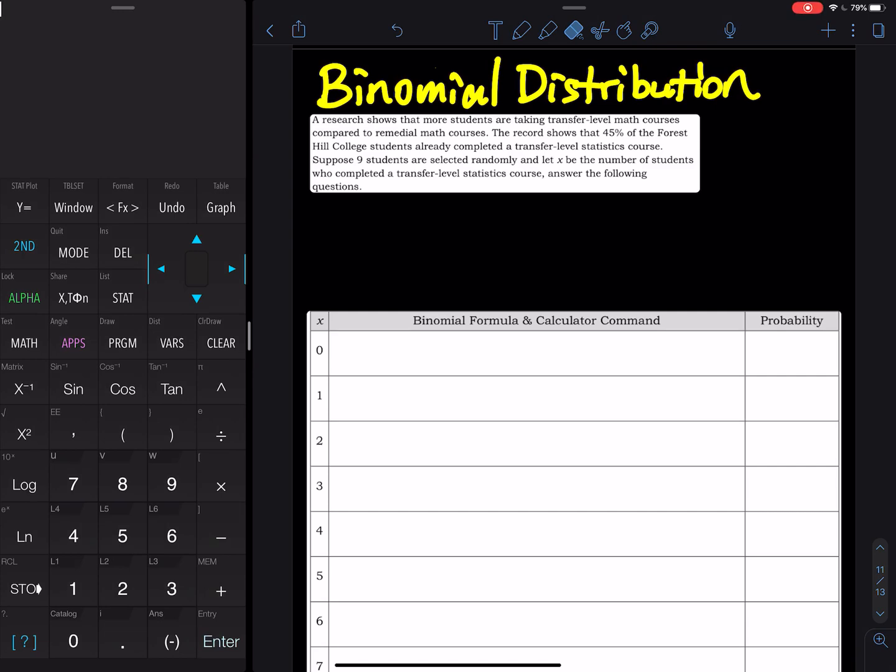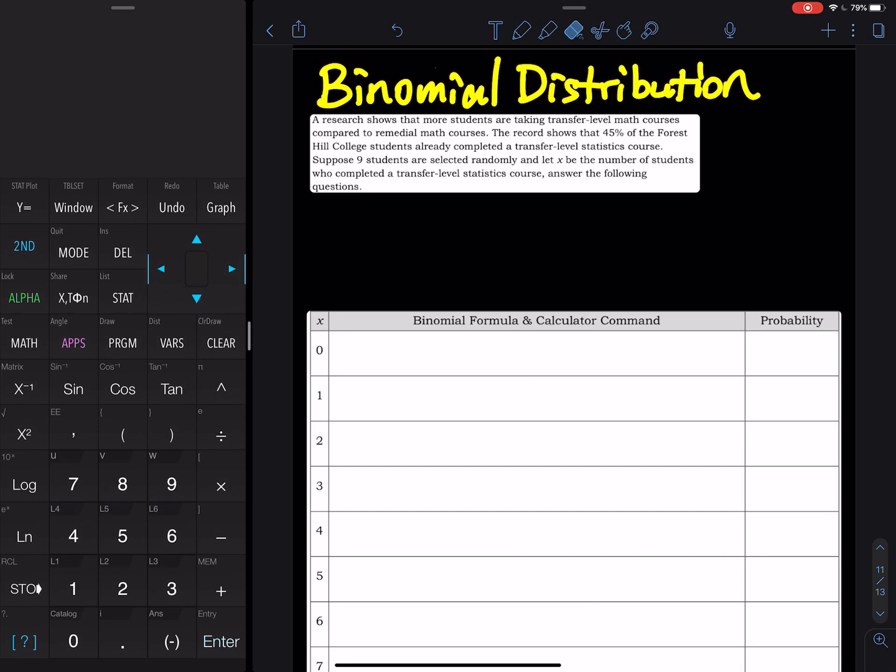Let's take a look at this binomial distribution problem. So we read the problem first. Research shows that more students are taking transfer level math courses compared to remedial math courses. The record shows that 45% of the Forest Hill College students already completed a transfer level stats course. So this one, the probability is 45%.